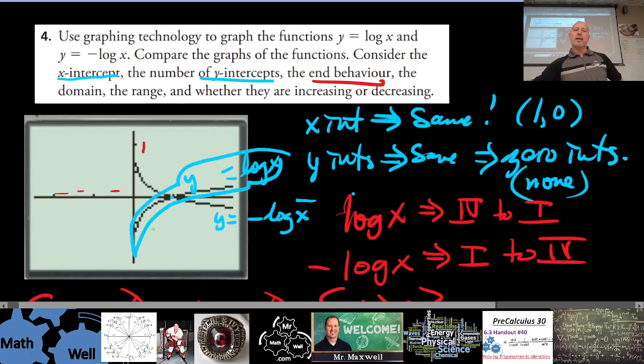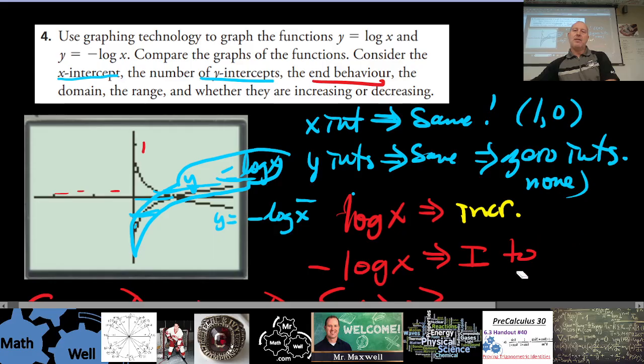That y equals log x is increasing. All the values are getting larger and larger. So log x is increasing, and negative log x is coming down like this. All these values are getting lower and lower, so this is decreasing.